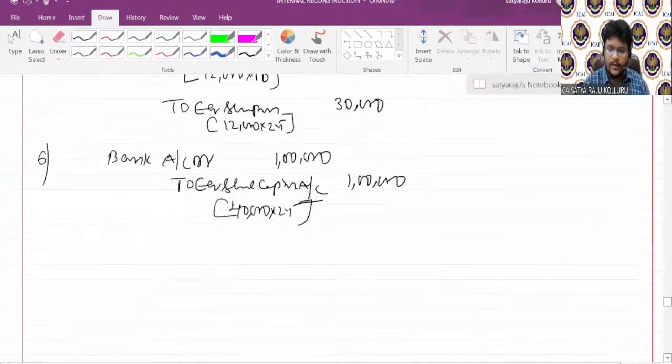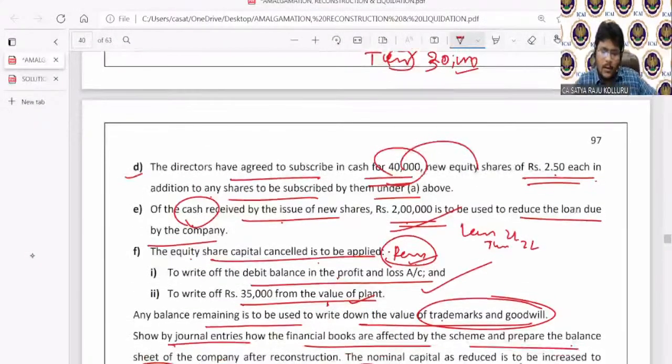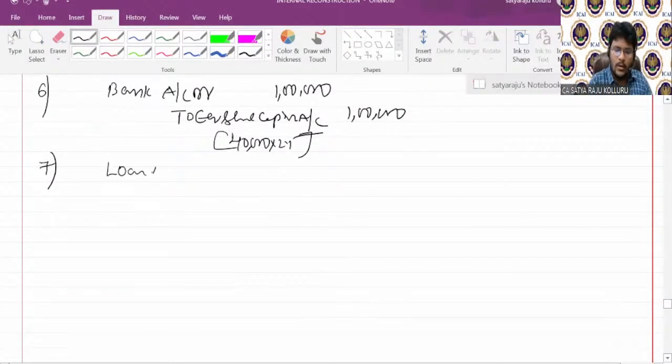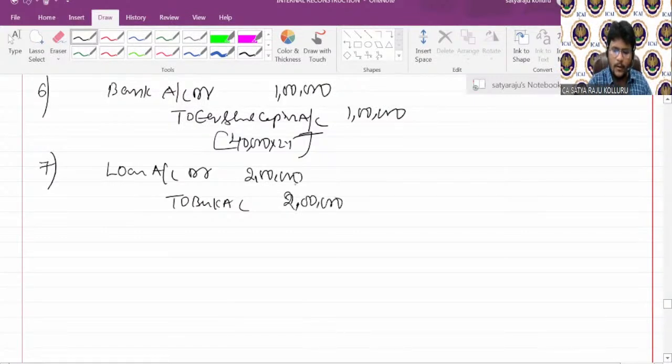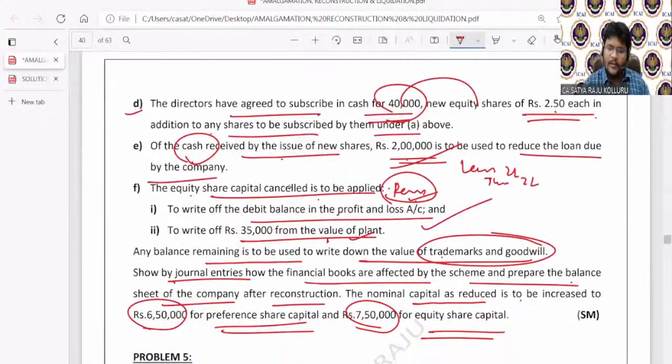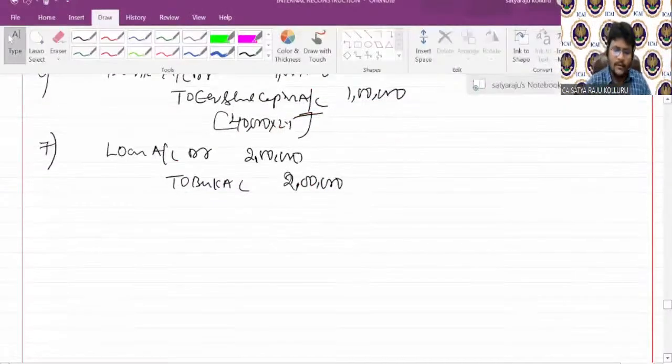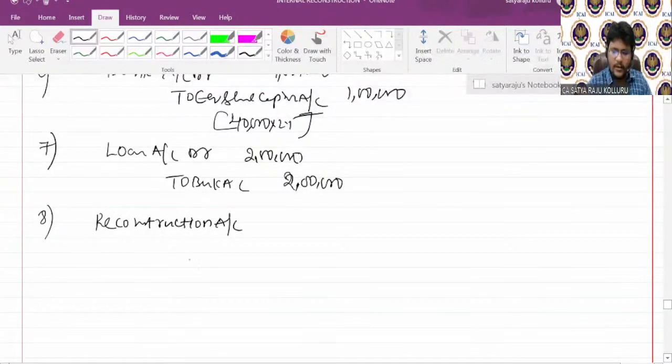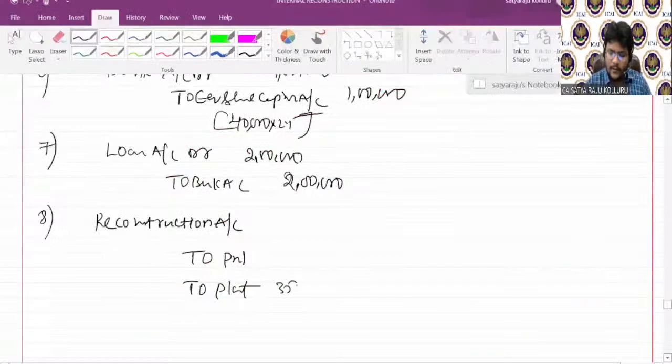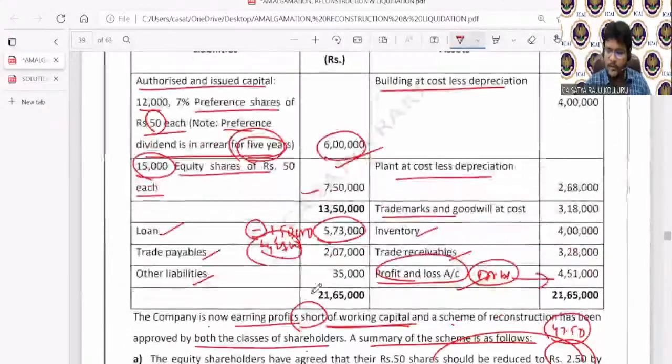Okay. Next, come to the next issue, guys. Of the cash received by the issue of new shares, 2 lakh is used to reduce the loan due by the company. Again, you are paying the loan account debit to bank account. So which is 2 lakhs. You are repaying. Okay. So next issue. The equity share capital cancelled is to be applied to write off the debit balance in profit and loss account and to write off 35,000 from the value of the plant. It is clearly given that you can use the balance of reconstruction account. You can write off the profit and loss account debit balance and the plant as well. Plant I can write off with 35,000. So profit and loss account debit balance, how much is there in the balance sheet? First, you can check, which is 4,51,000.